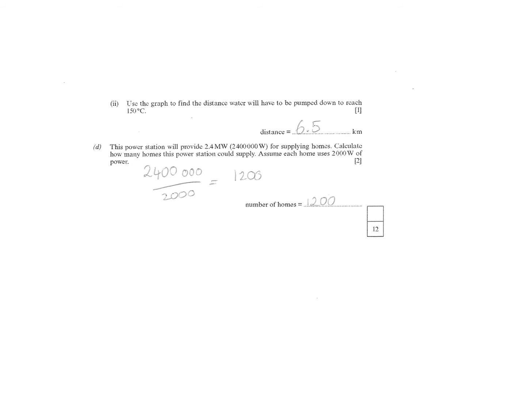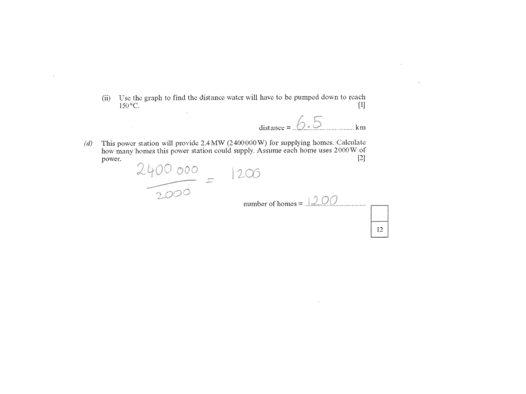Use the graph to find the distance the water would have been pumped down to reach 150. So go up to 150, go along, would give you 6.5. The power station is able to provide, and look at that number there where they've converted to watts for you, for supplying homes. Calculate how many homes the power station would supply if each home used 2,000 watts. So you're going to use 2,400,000 divided by the 2,000, that means that you can supply 1,200 homes with that amount of energy.